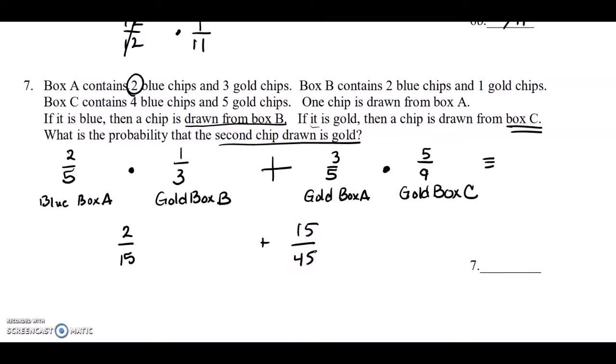Now remember, I can't add the fractions unless they have the same denominator. So what I could do is reduce. 3 and 5 both go into these, right? And then if I need the same denominator, that would be 5 out of 15. So now I have 2 out of 15 plus 5 out of 15. Now the denominators are the same. I can add them together.